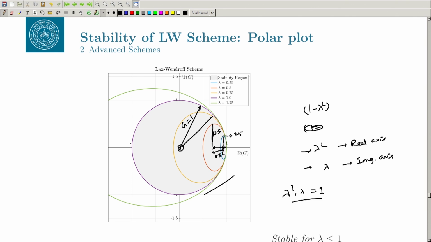You can take anywhere here or anywhere here, it is less than 1. If you go to lambda greater than 1.25, you can see that now you have regions which are going outside that stability region, outside the circle, and in this case g is greater than 1. This again cannot be used.